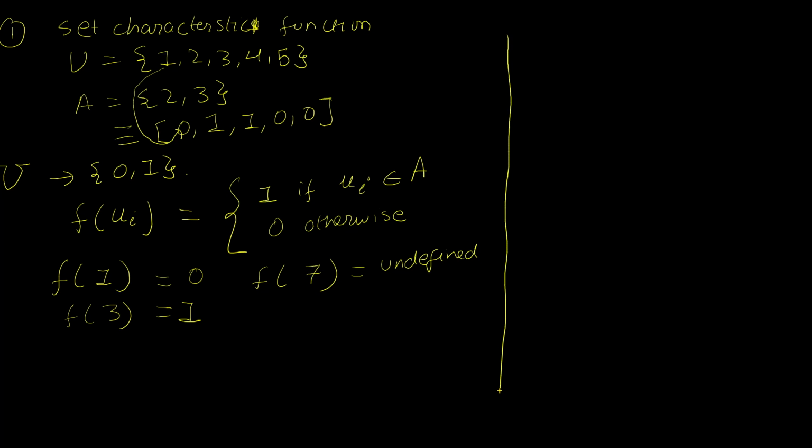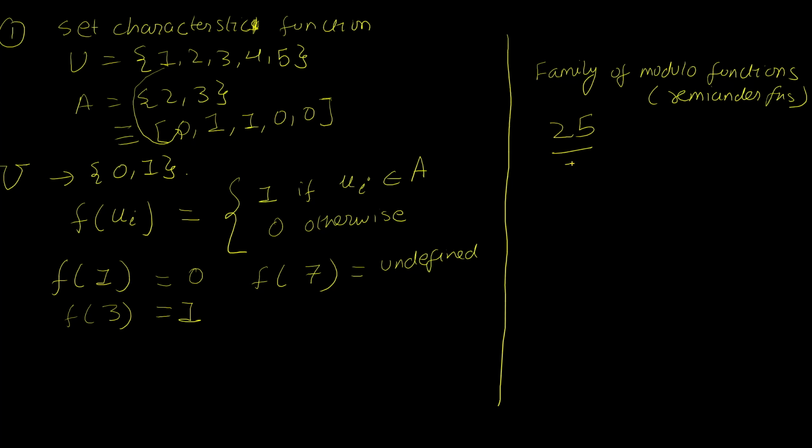Okay, so the next thing we're going to look at is the family of modulo functions, which are also called the remainder functions. This asks a very basic question: what remainder do I get when I divide a number by some other number? So really, that's simple. Let's say I'm taking the number 25 and dividing it by 3. What is the remainder? I could think in my head, 3 times 8 is 24, so 8 full times, right? And the remainder is 1.